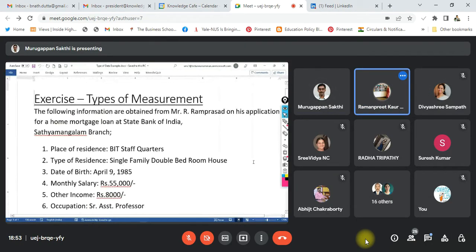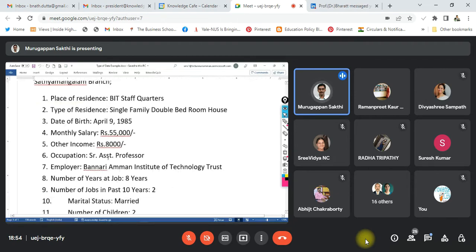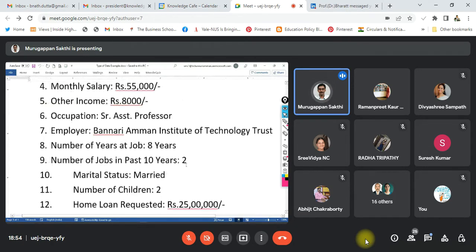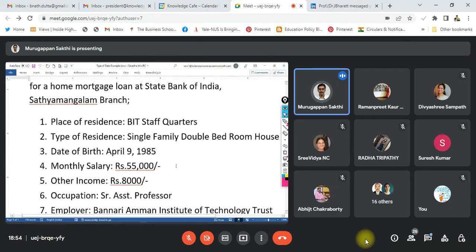Right. Okay. This is an exercise for practicing purpose, especially to fine-tune our thought process about the types of measurements. The following informations you are collecting from applications for the home mortgage loan, the State Bank of India. You have collected some of the informations. Now tell me each and every type of data what you have collected, that it belongs to nominal, ordinal, interval, or a ratio. Okay, one by one. Let us go quickly. We can spend 5 to 10 minutes, totally 15 questions are there, and thereafter we can move to the next level of learning.